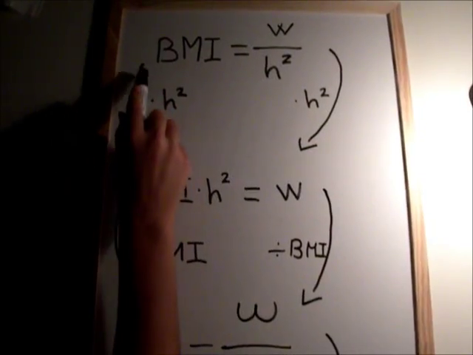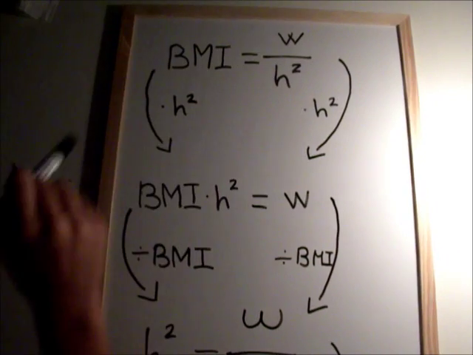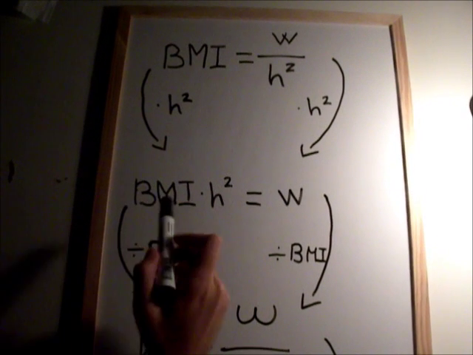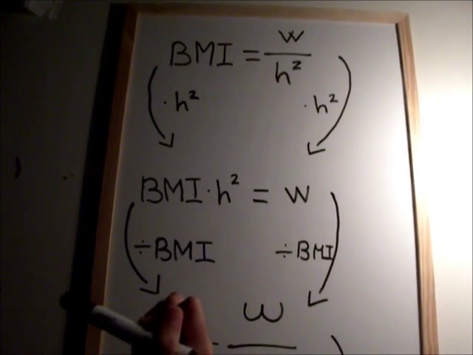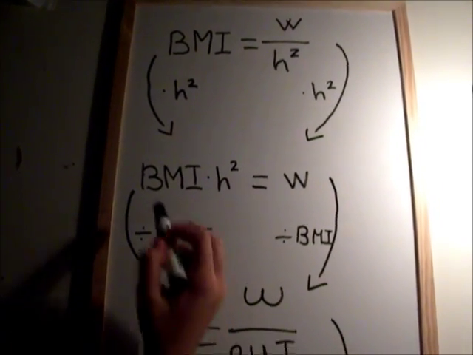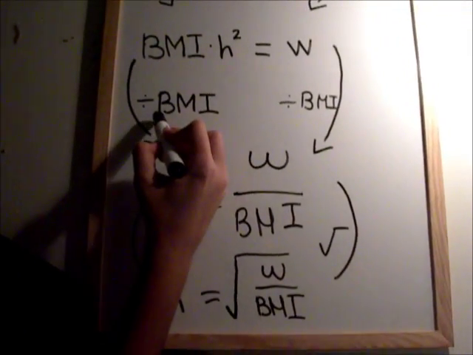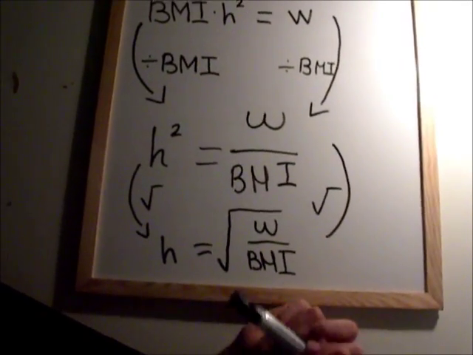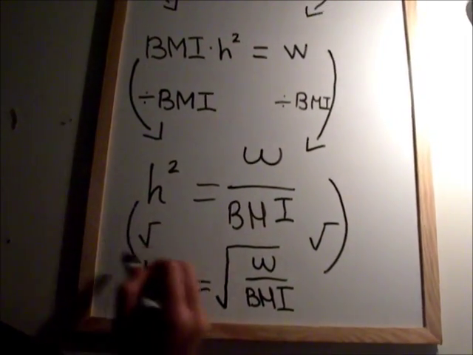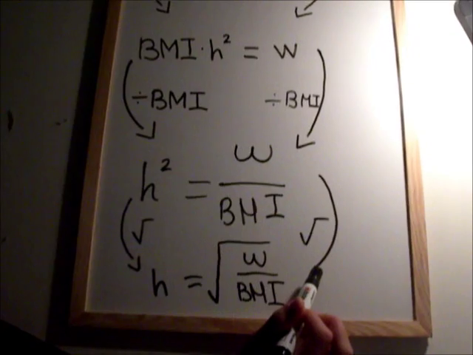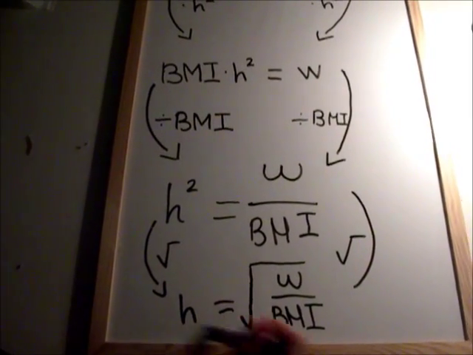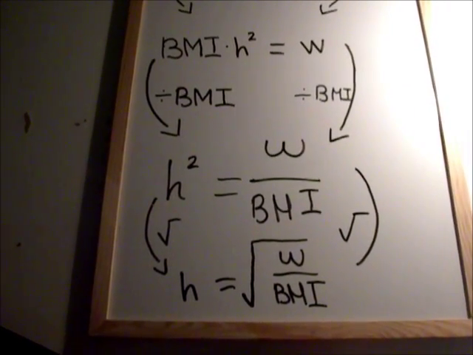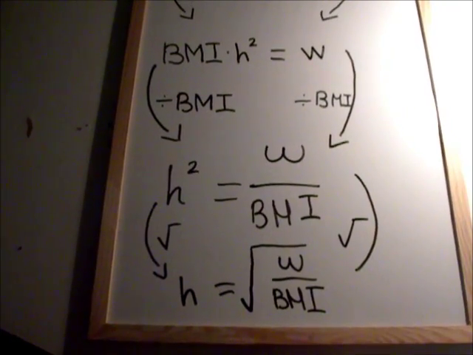Like that. To rearrange this equation, I must multiply both sides by H squared, and I obtain this expression. Then I have to divide both sides by BMI, and I get this expression. Finally, I must take the square root of both sides. The final equation will be H is equal to the square root of W divided by BMI.